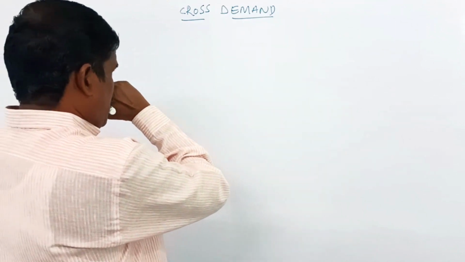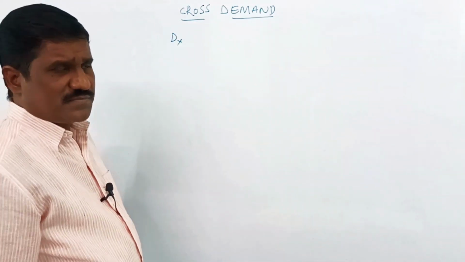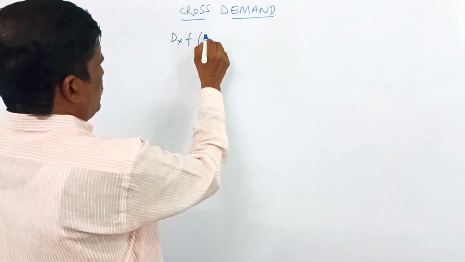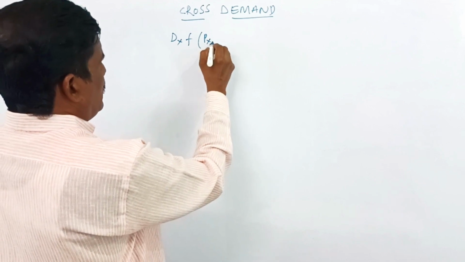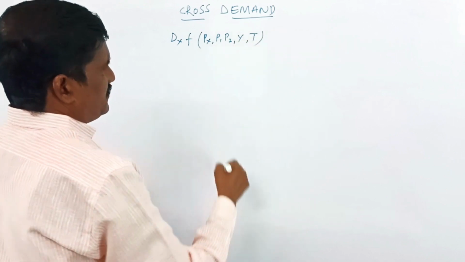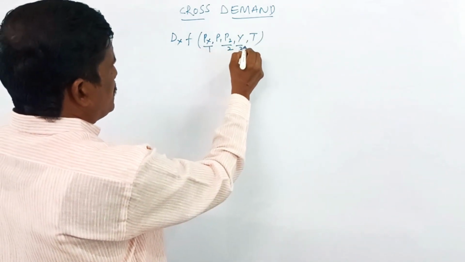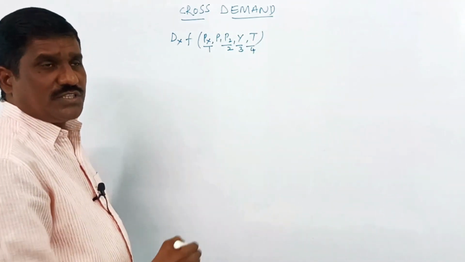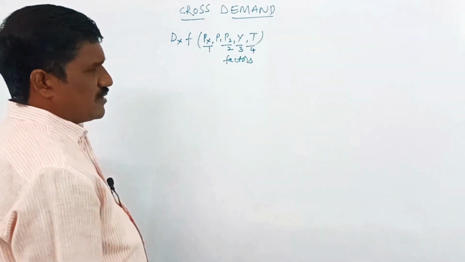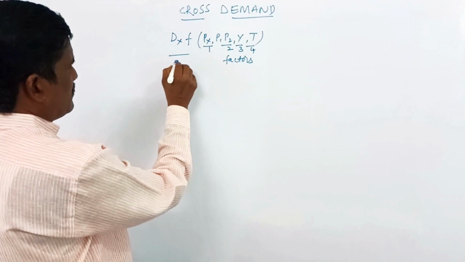Here, simple: Dx function of Px, P1, P2, Y. This is the first factor, this is the second factor, this is the third factor, this is the fourth. So these are all called factors. These four are called factors, and this is called demand.